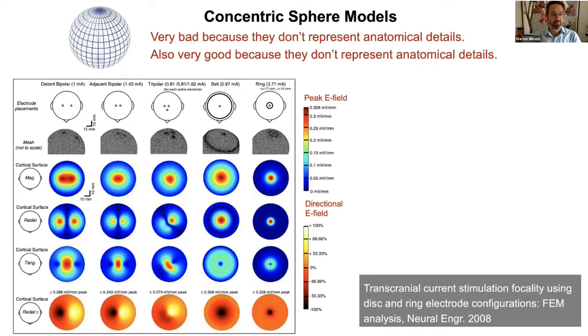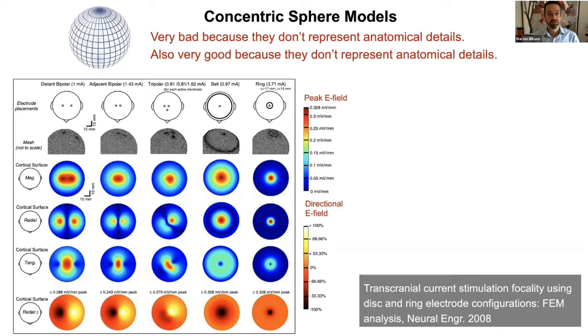And so you can see, for example, in the case of distant bipolar, whereas magnitude is one big oval blob, under the electrodes we have radially directed current flow. And between the electrodes, we have tangentially oriented current flow. That kind of makes sense if you imagine that current is entering at one electrode, crossing across the brain and exiting at the other.